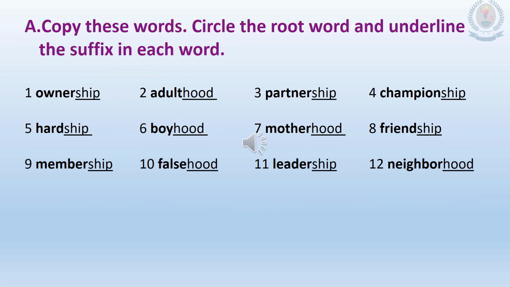Copy these words, circle the root word and underline the suffix in each word. Here you can find 12 words. So what you have to do, my kids, is circle the root word, that means the main word, and then underline the suffix.